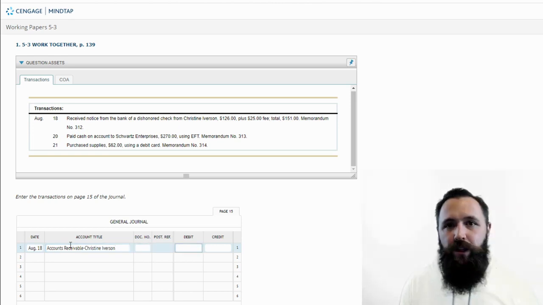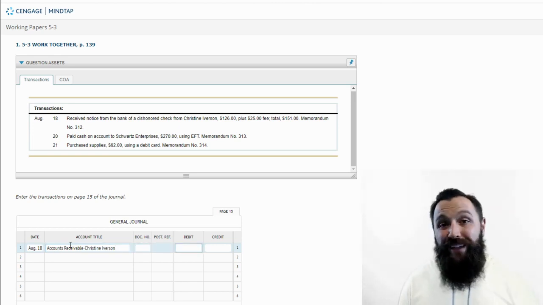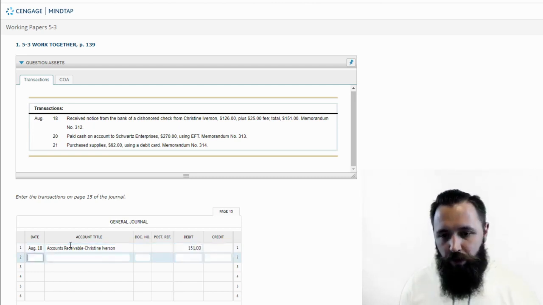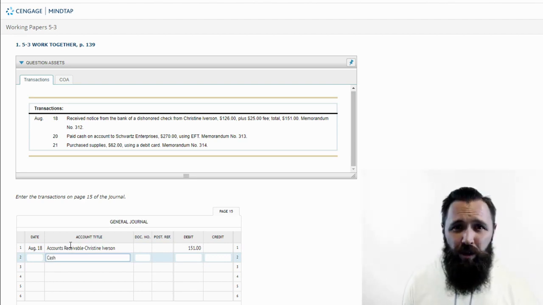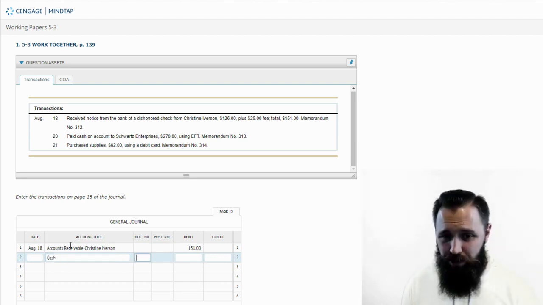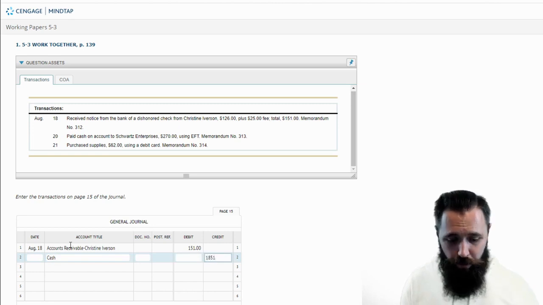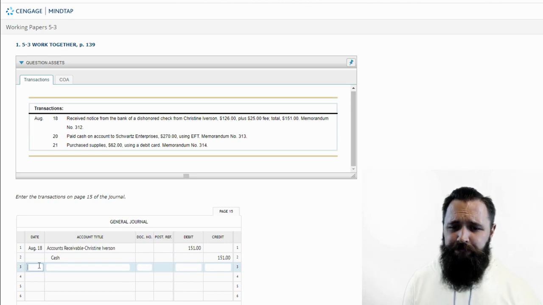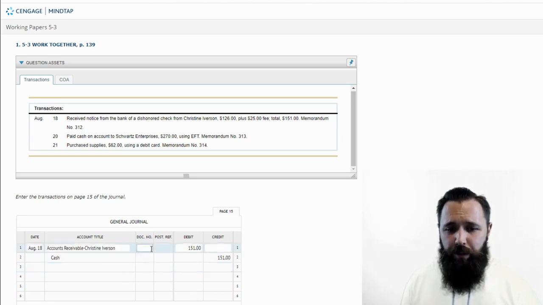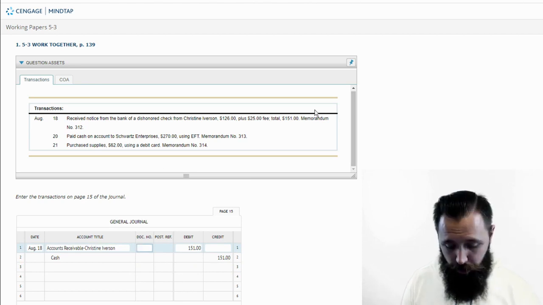All right, how much is it going to be? Well, Christine Iverson has to pay us the amount of the original check plus the fee. And they total that out for us here, which is kind of nice. What happens to us? Well, we lost out on that cash, plus we have to pay the bank that service charge, right? So we're going to put in 151 because our cash is technically going down that much. And then what's our document number here? It's going to be memo number 312.